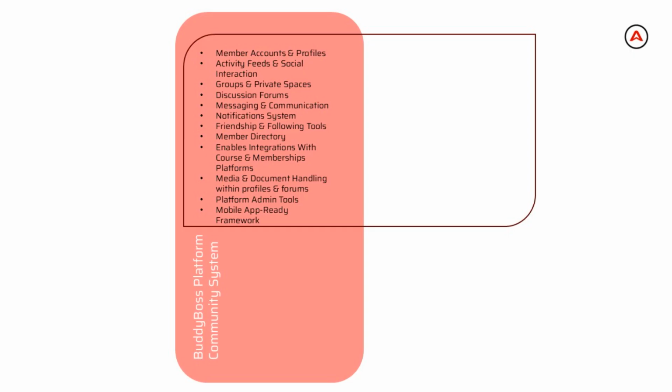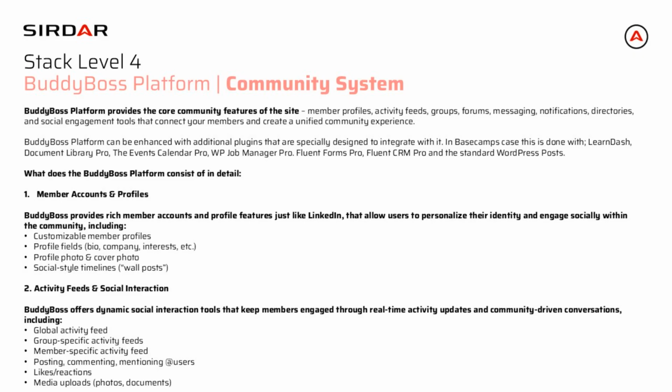BuddyBoss can also be extended with additional plugins that integrate directly with it, such as LearnDash, Document Library Pro, the Events Calendar Pro, WP Job Manager, Fluent Forms, FluentCRM, and standard WordPress posts. These tools add learning, documents, events, jobs, forms, and marketing capabilities on top of the BuddyBoss core.